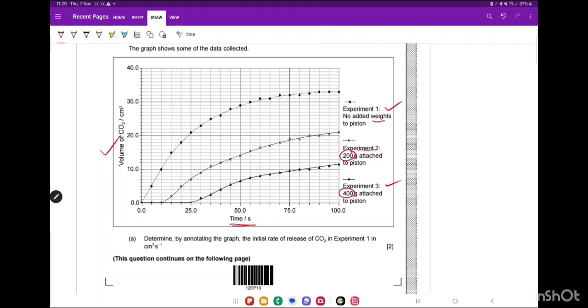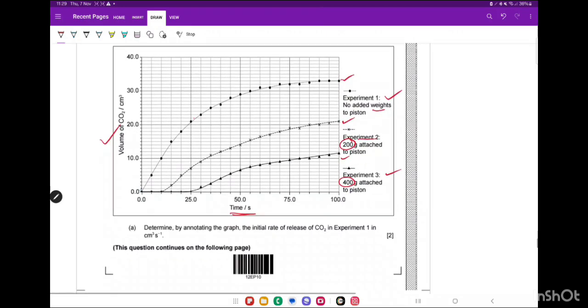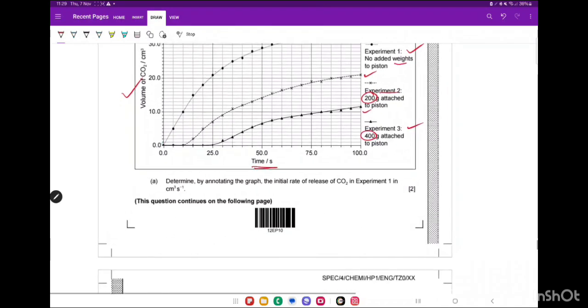Experiment 3, 400 grams of weight. With the help of this graph, we can see that the volume of the CO2 gas collected goes on decreasing as the weight goes on increasing. This we can interpret from this graph. This is my analysis of the graph.